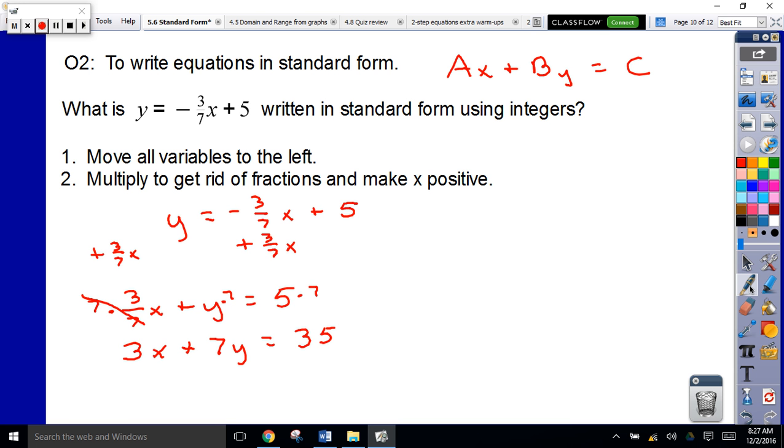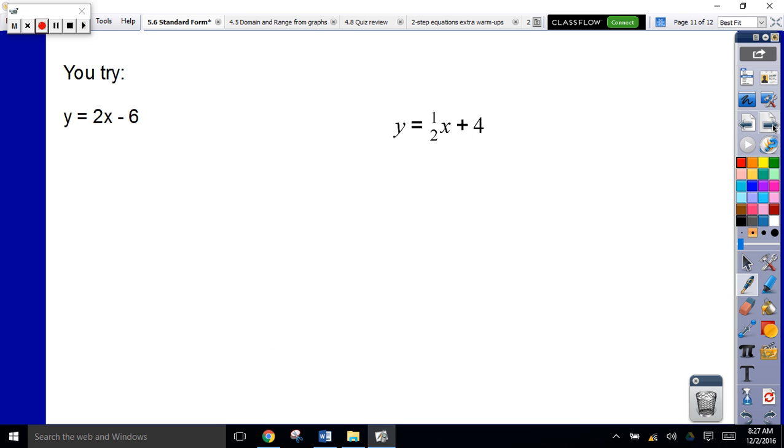Any questions about what I just did? The next two examples say you try. We're actually going to do the first one together, and then you'll try the second one. So everybody good to go on from this slide? Okay. All right, so let's look at the first one together.